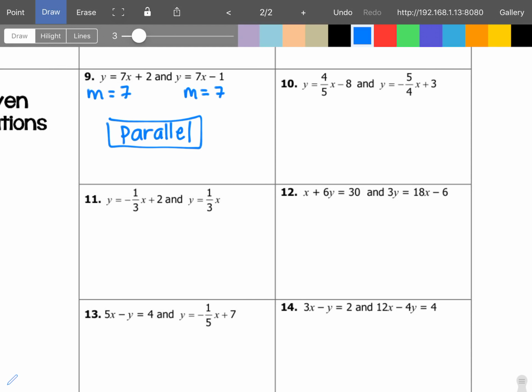What about number 10? So our slope here is 4/5. Remember, the number in front of the x. And our slope here, the number in front of the x, is negative 5/4. 4/5 and negative 5/4, those are opposite reciprocals of each other, right? Negative reciprocals. So that's perpendicular.